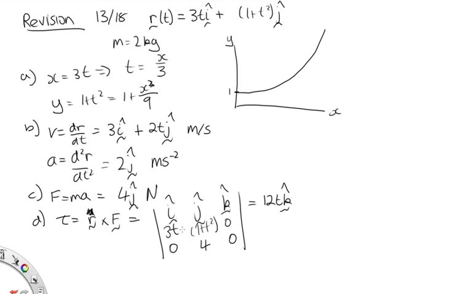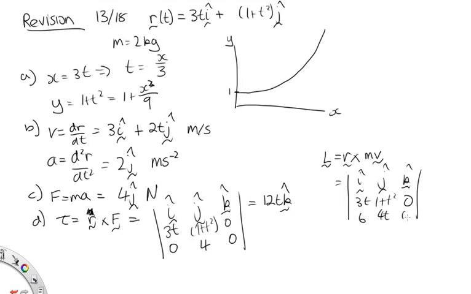Okay, and then we're asked to find the angular momentum as well. Now, angular momentum is equal to r cross p, the momentum, and the momentum is given by mv. So find the determinant of the matrix. R is the same, so that's 3t, 1 plus t squared, 0. mv, v is over here, so we need to multiply that by 2. So that is 6 in the i direction, 2 times 2t is 4t in the j direction, and nothing in the k direction.